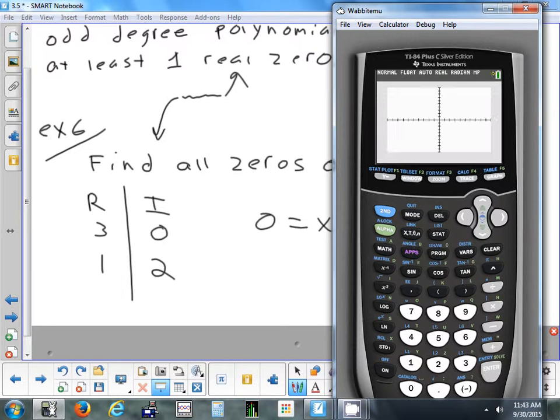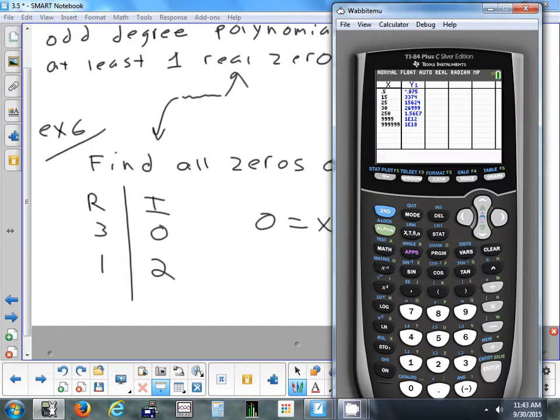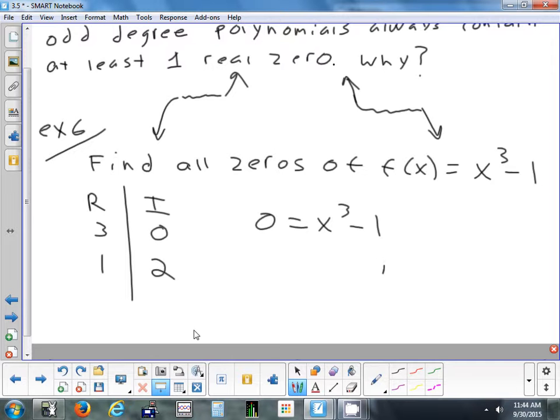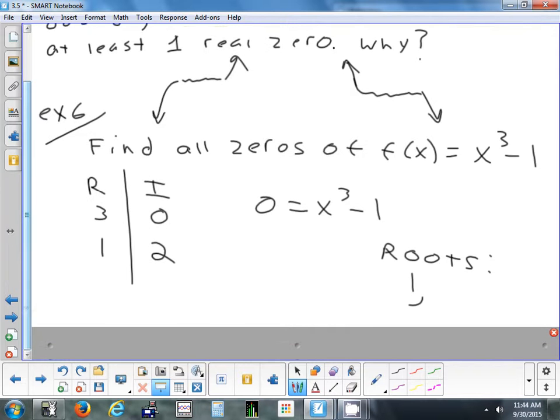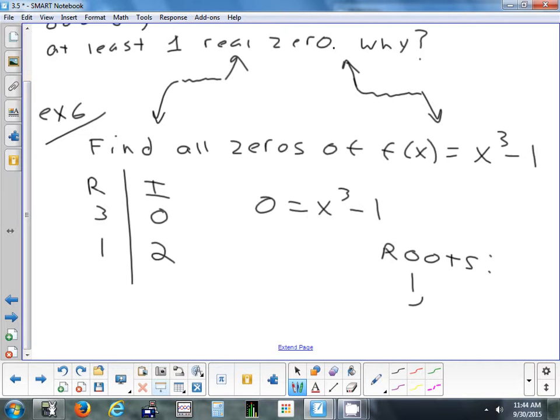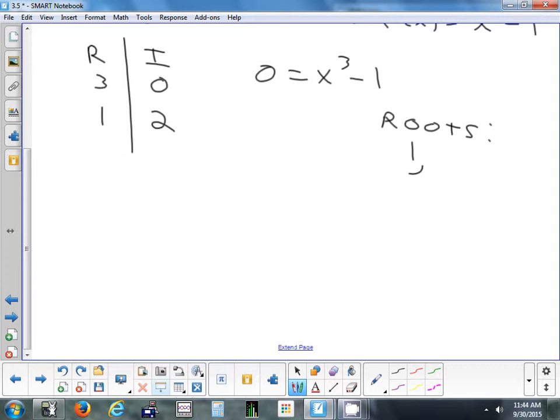So now it should go through 1, right? And if we think 1 is a root, we can check it. Type 1 in. Yeah, 1's a root. So we got that one. Now that I know that's a root, what can I do with it to find the other roots? Do synthetic division. Put 1 on the outside. What are my coefficients? 1, 0, 0, -1.